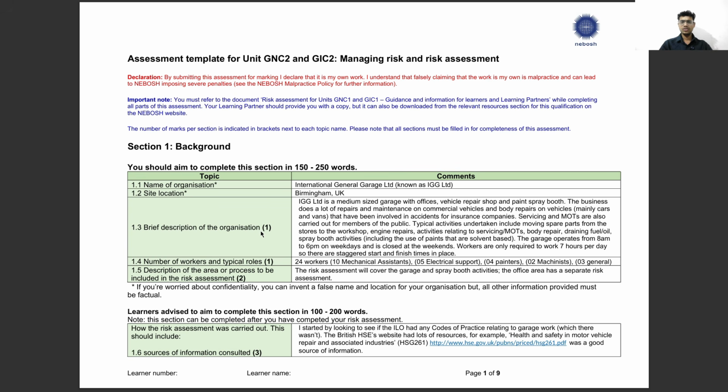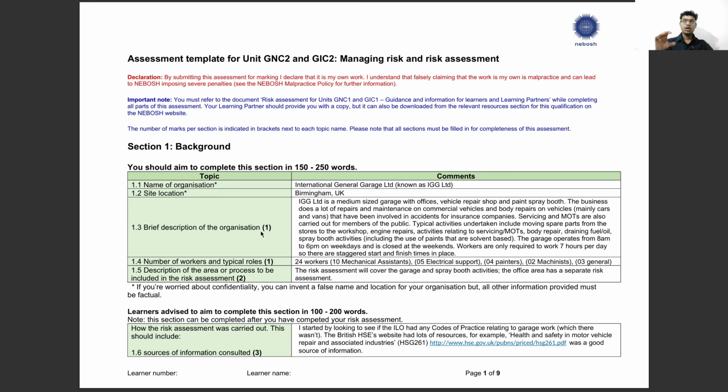So they do servicing, they do all such activities including spare parts. They have the store for workshop, and they have engine repairs, activities relating to servicing, body repairs, draining, fuel oil, all these activities whatever they do, spray booth activities, that is mentioned. And also the timing is mentioned. The garage operates from 8 a.m. to 6 p.m. on weekdays and is closed on the weekends. Workers are only required to work 7 hours per day, so there are staggered start and finish times in places.